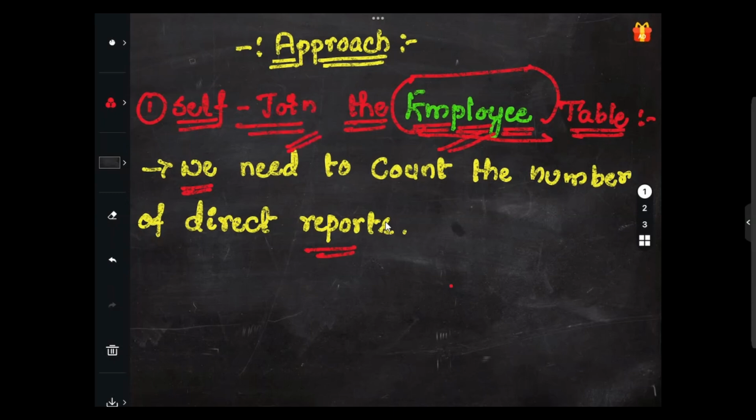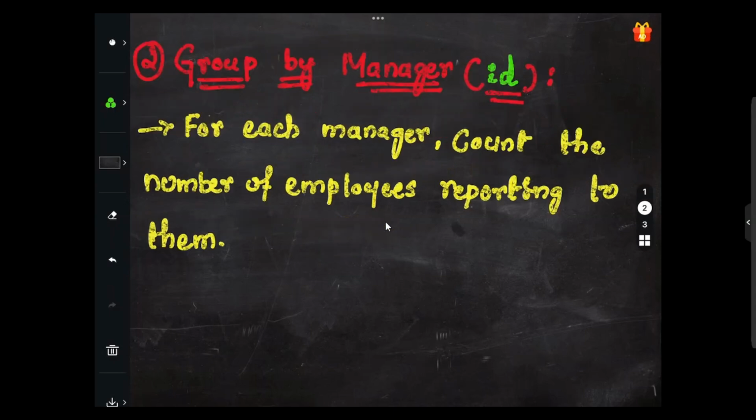So that is the reason the first step will be going with the self join. Means self join the employee table. Here we need to count the number of direct reports. This is the first step.